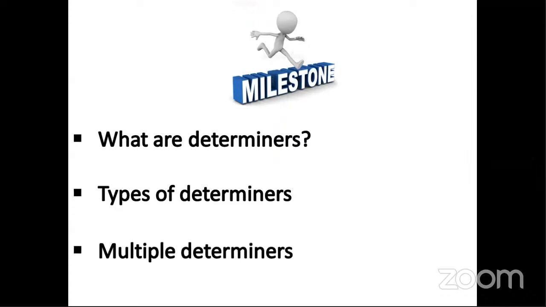Then we also saw the rule for multiple determiners. Multiple determiners always follow an order: the quantifier always comes first, followed by the article, then the demonstrative, followed by the possessive or numeric. You can have more than one determiner in a sentence. You should know how to identify and how to place the multiple determiners correctly, which is what you have understood today. That is what we have discussed and completed.